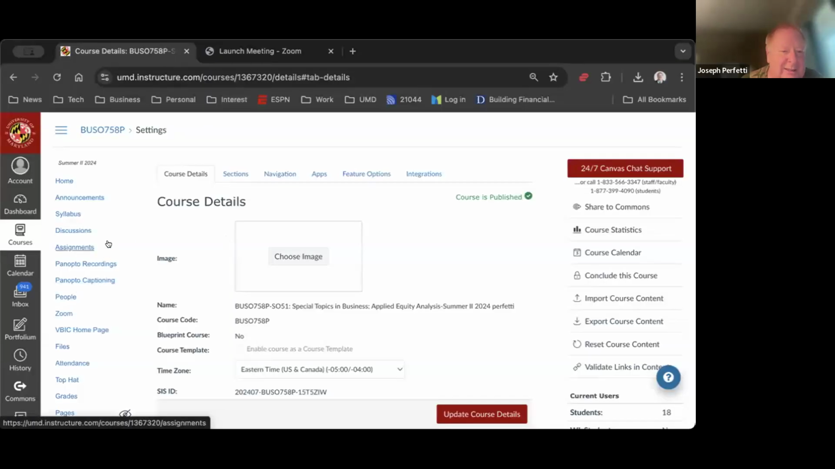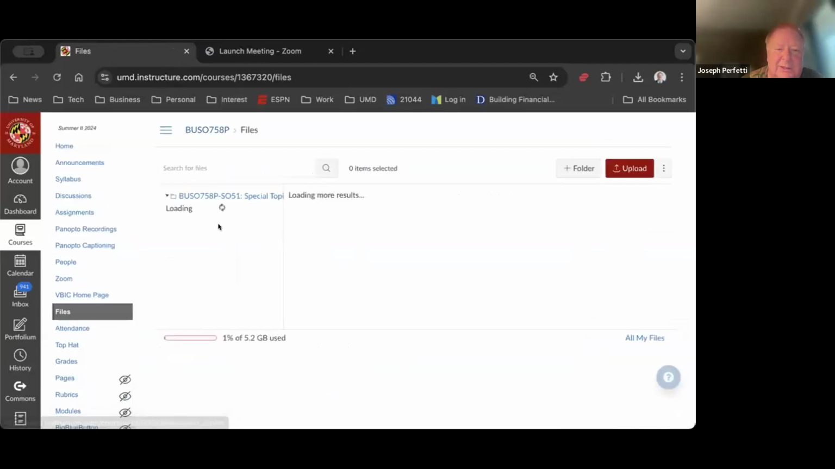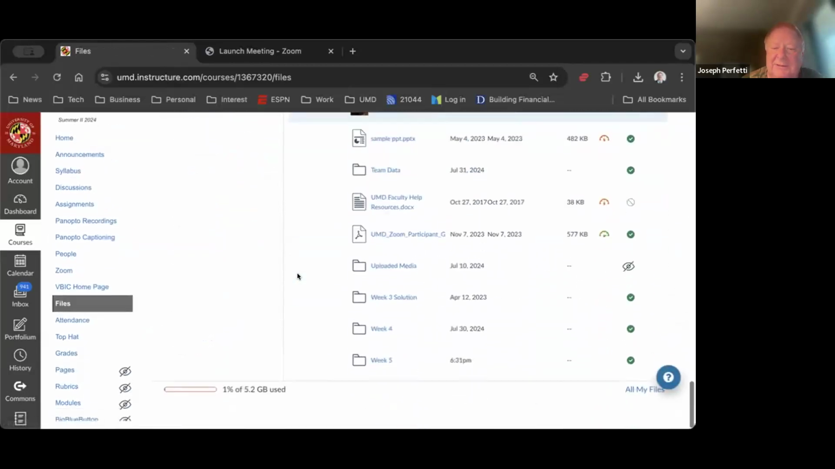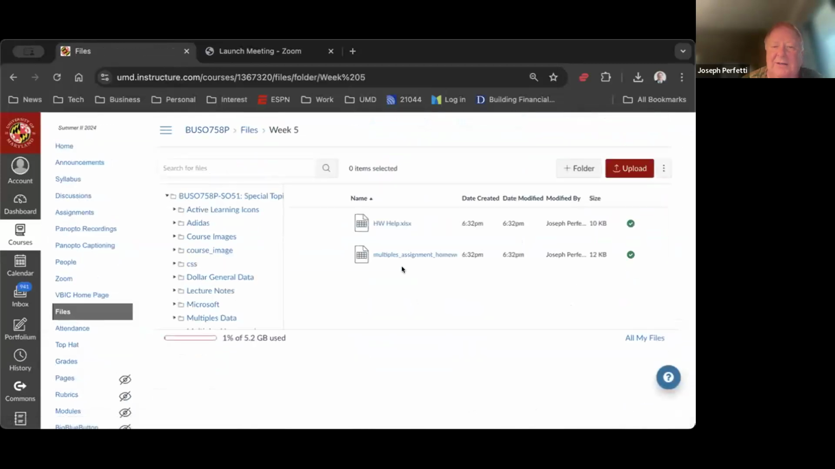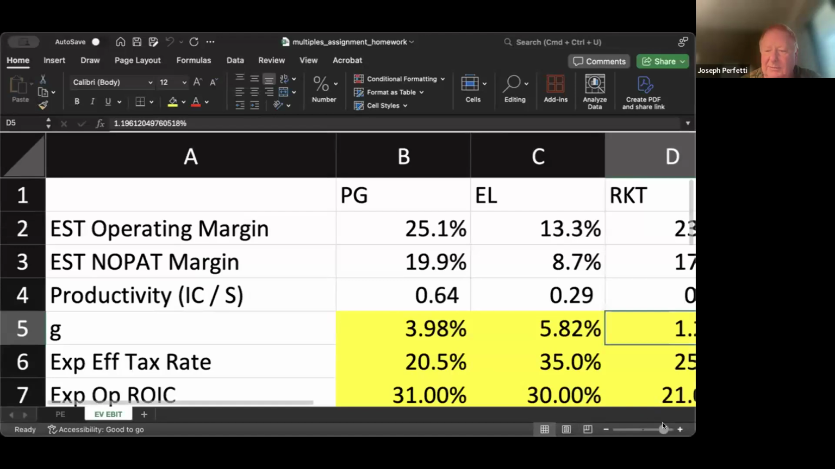So why don't we start with the multiples assignment for this week? Let me share my screen. In the files folder, there's a folder called week 5 down here. It has two files, and it includes the solution for this week mathematically that I put together. So let me start with that file. Back to Excel. Share that file.